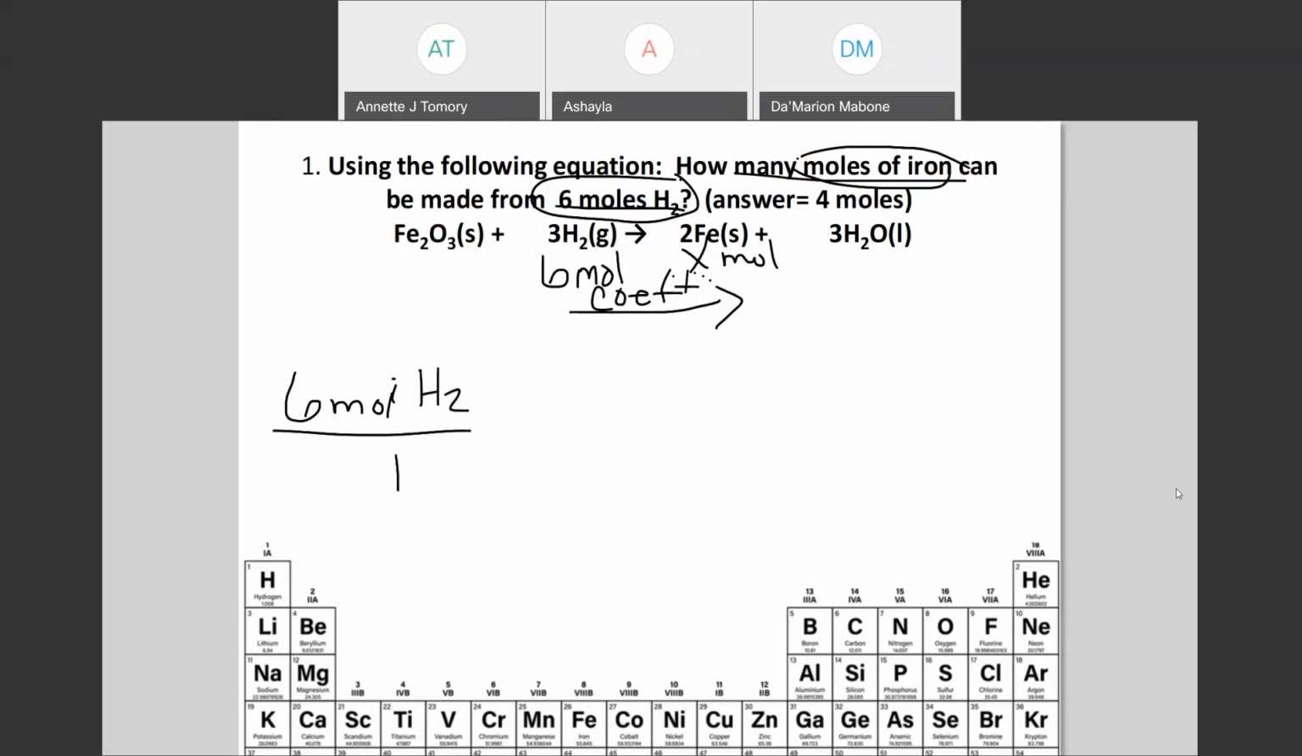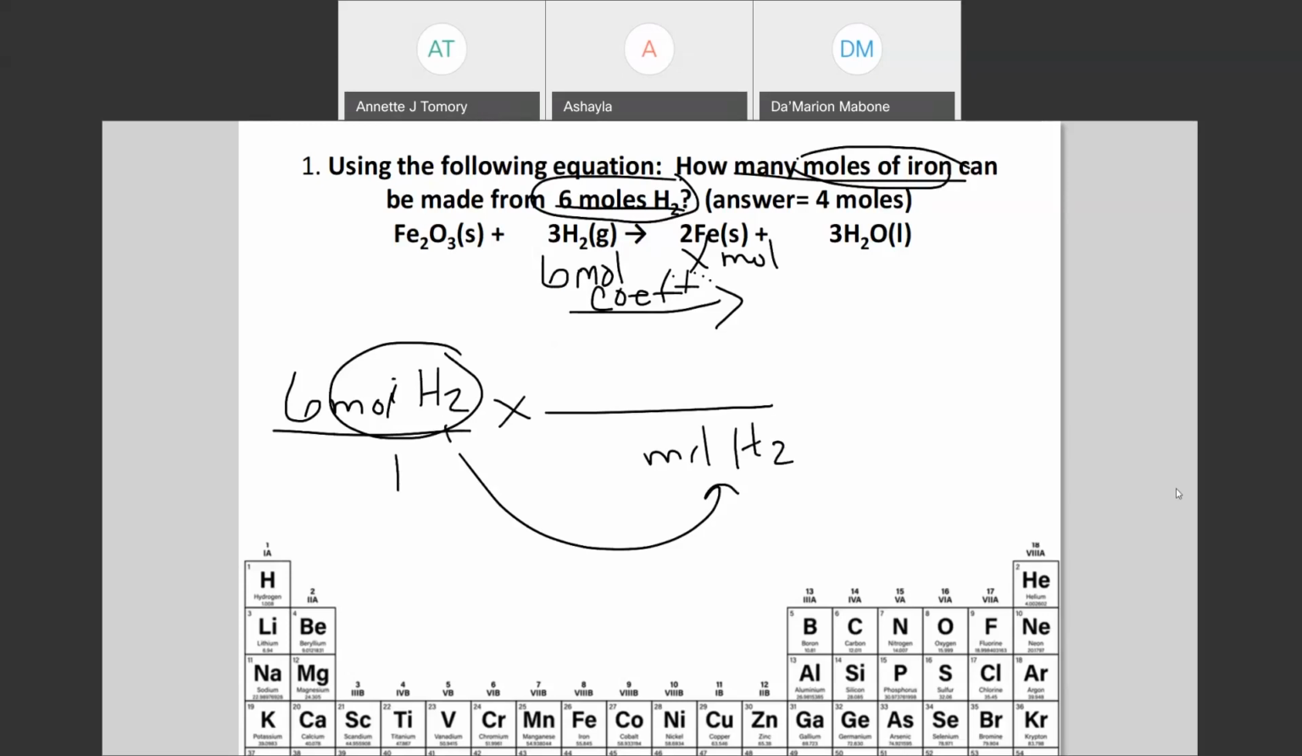But I'm going to put 6 moles of H2 over 1. Since we're changing compounds here, I want to keep track of what compounds I'm talking about. That makes sense? All right, so I have moles of H2 on the top of the first line. What am I going to put on the bottom of the next line? 3 H2. Where'd you get that 3 from? Where we're coming from, it'll be on the bottom. That 3 came from the coefficients of H2.